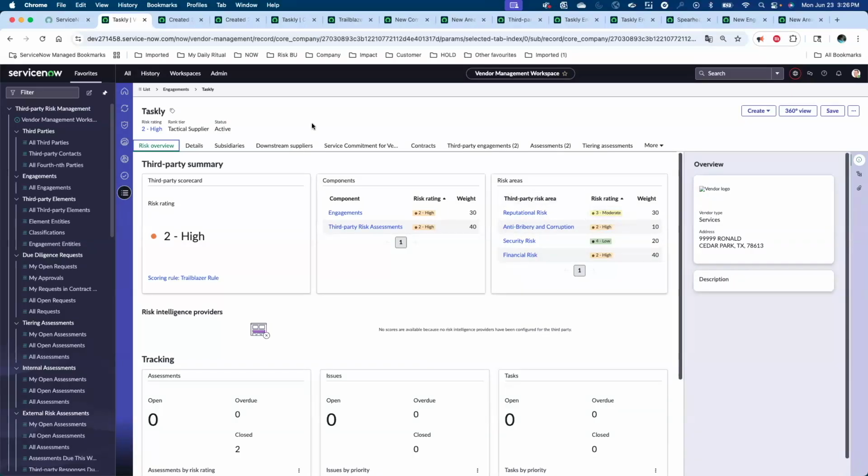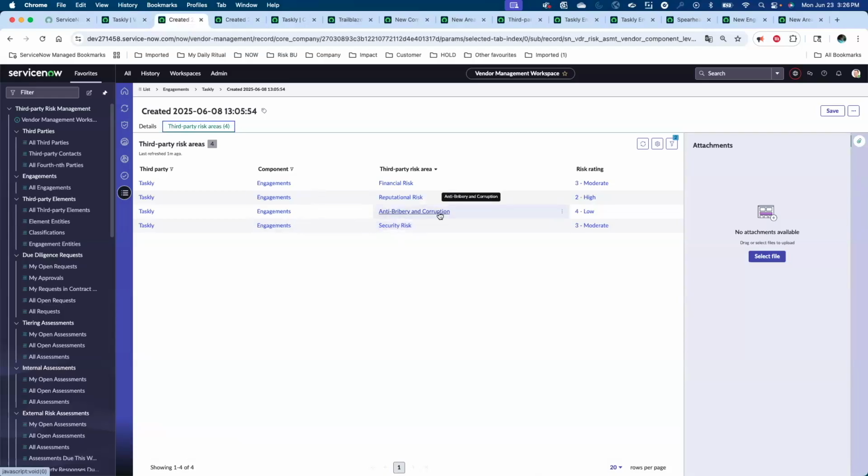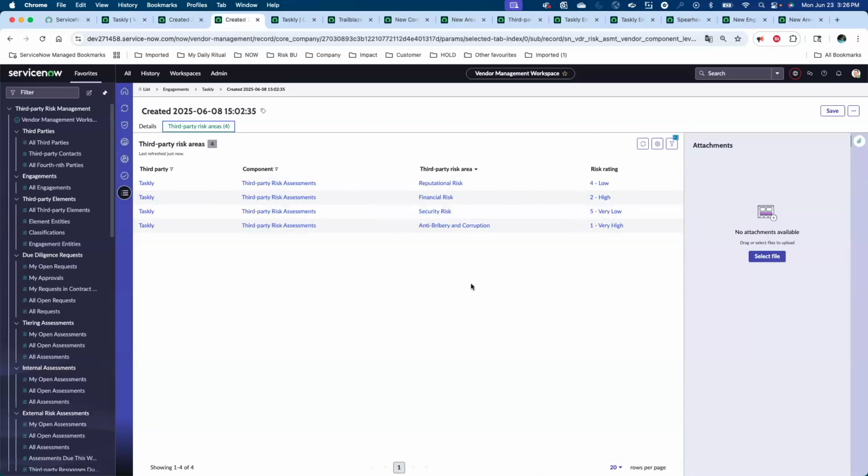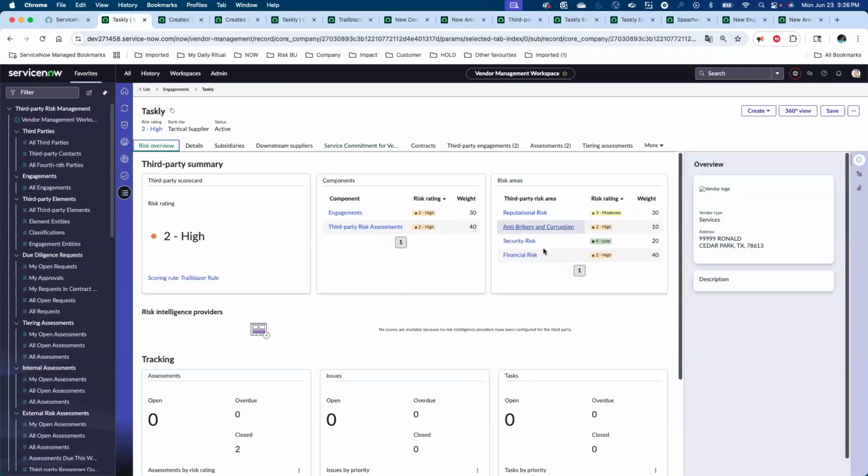There's an interesting example here, which is anti-bribery. Notice that it is too high. Coming back over here for anti-bribery, it is 4 low and 1 high. So that is basically 5. 5 by 2 is 2.5, which becomes a 2. So that's how it works when it comes to roll-ups.